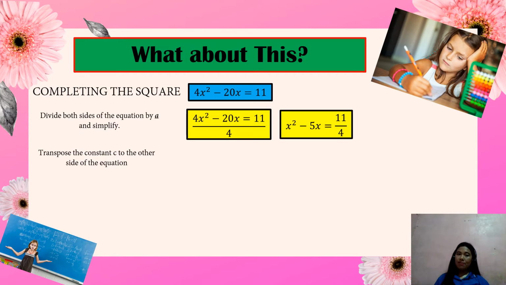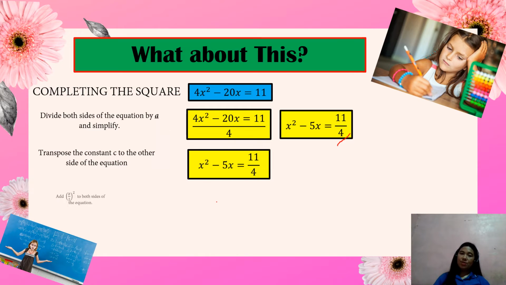Now the next step is to transpose the constant to the other side. But by the way, take note that the constant is already on the right side of the equation. So we're done with that step. And then let's proceed with the next step, which is to add to both sides of the equation the square of half of b. Since our b here is 5, that must be 5.